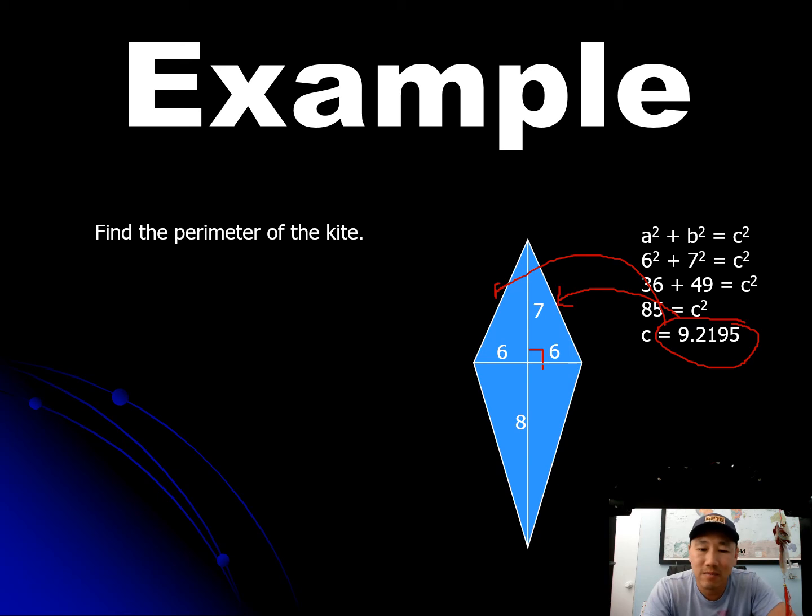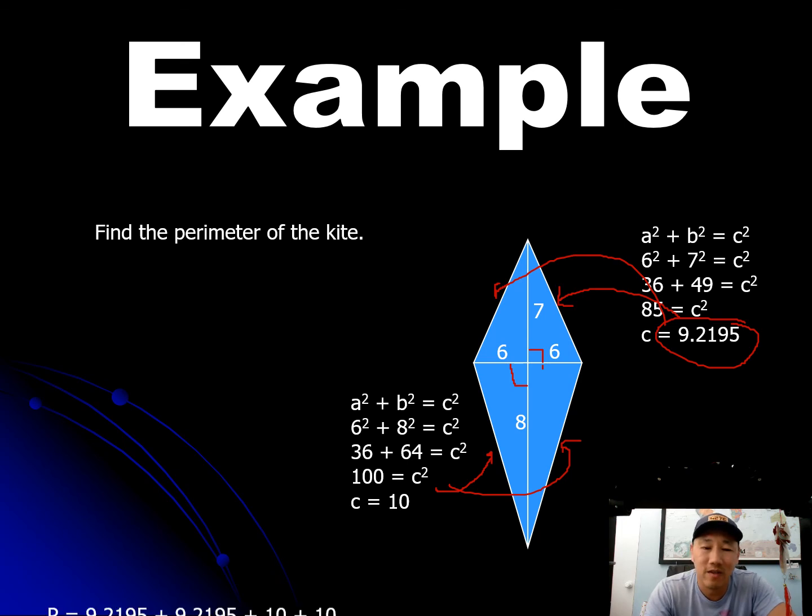And then we can do the same thing for the triangle down here, because this is also a right triangle. Use the Pythagorean theorem, plug in 6 and 8, simplify, solve, you should get 10. All right, and that goes for both of these sides. And now we can find the perimeter. Add them all up. Our perimeter is about 38.43 units.